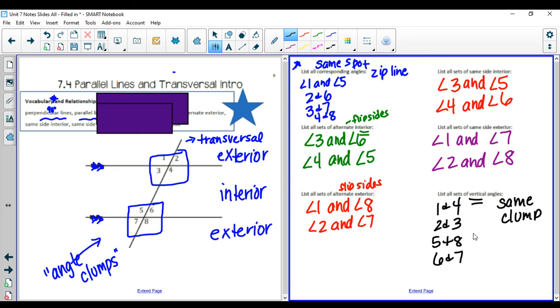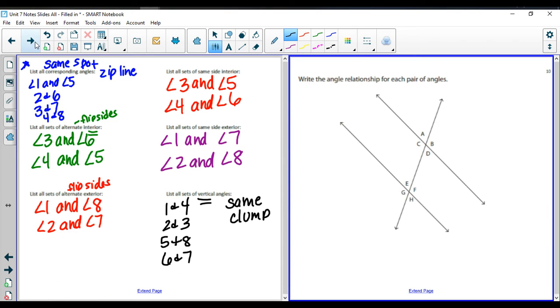So a lot of vocab just happened here, a lot of different angles, but hopefully you can see that if you just make sense of what the actual words are, it kind of helps us to understand which angles we are actually talking about.